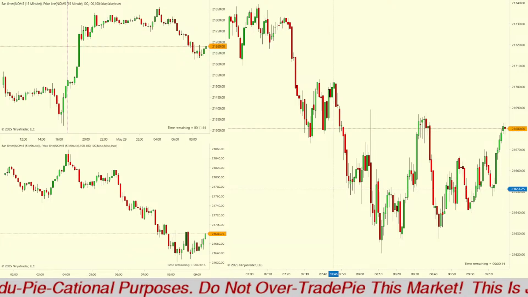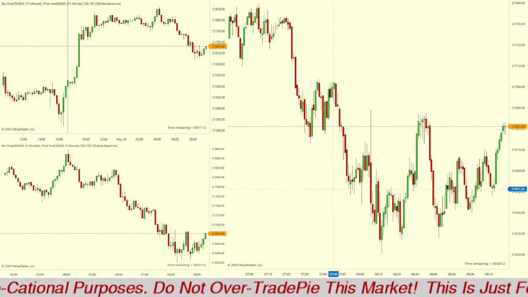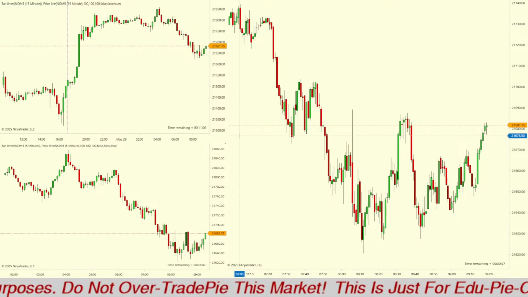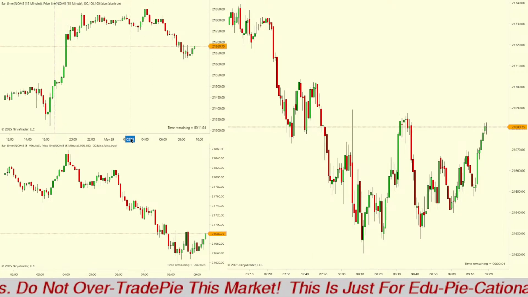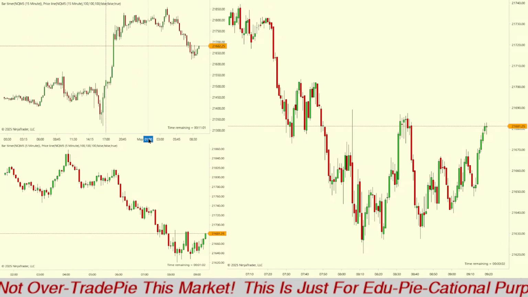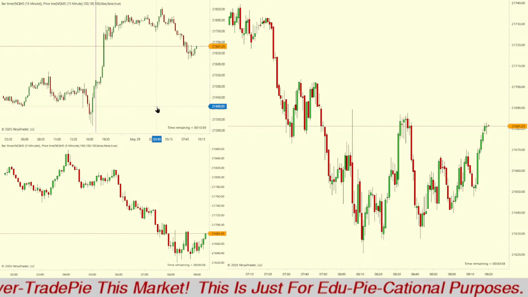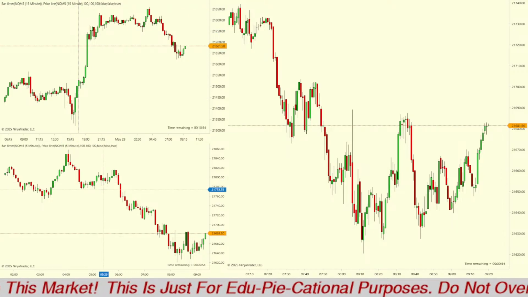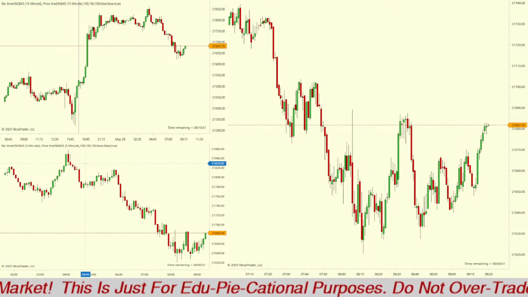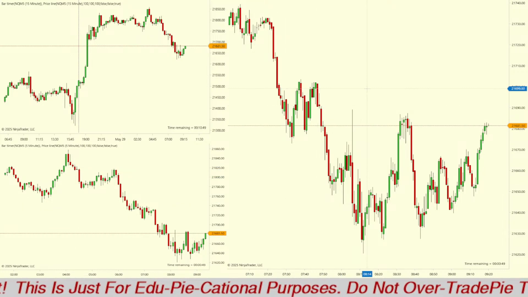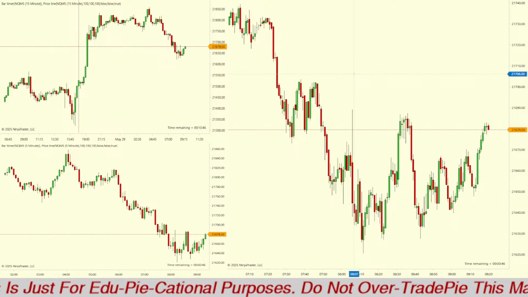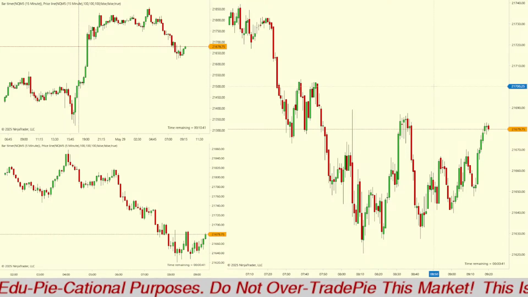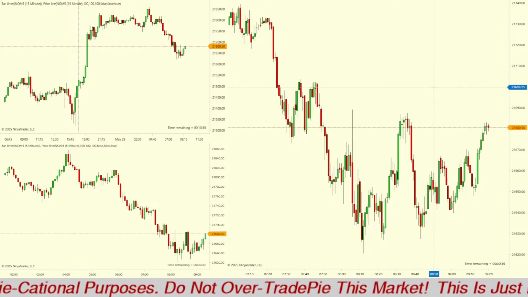NinjaTrader instead. So we have a kind of similar thing that we were doing previously on TradingView, but with a different platform. And right here you can see the 15-minute chart. Over here in the bottom left you can see the 5-minute chart, and the big chart on the right side is the 1-minute chart, as we were using in TradingView.